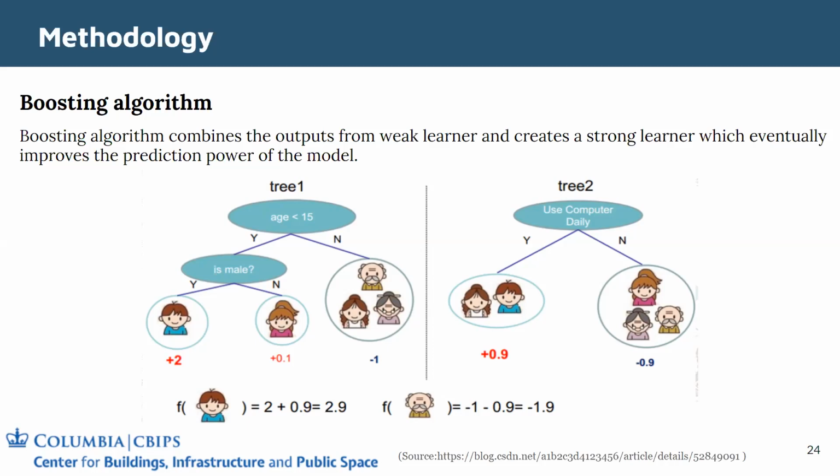The same story applies to model 2. Using a computer daily cannot entirely determine whether a person enjoys playing computer games, so model 2 is also a weak learner. However, if we combine model 1 and model 2 to judge whether a person loves computer games, the accuracy of the prediction will be greatly improved. So the combination of model 1 and model 2 is what we call a strong learner. Now we can read the definition again. A boosting algorithm combines the output from weak learners and creates a strong learner, which eventually improves the prediction power of the model. I think now we have a better understanding of the boosting algorithm. Next one.